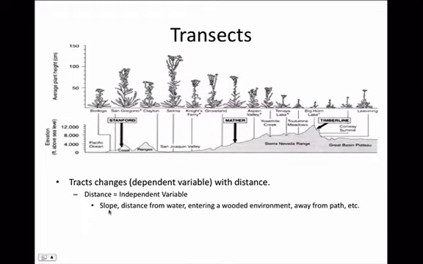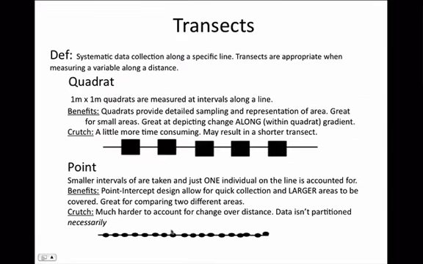In your case, you could be doing this as slope, distance from water, the further you enter into a wooded environment, how does the understory change, or possibly away from a path. The distance away from a path, how does a plant community change? So at a closer look here, transects can be seen as systematic data collection along a specific line. A transect is simply one long line that you follow, and this is appropriate when you're measuring a variable along a specific distance. So again, if you're changing in slope or water usage or percent tree cover gradually, you can measure how a specific variable changes along that gradient as well.